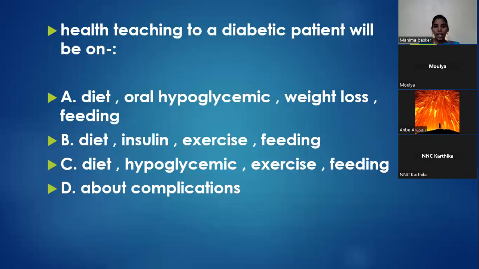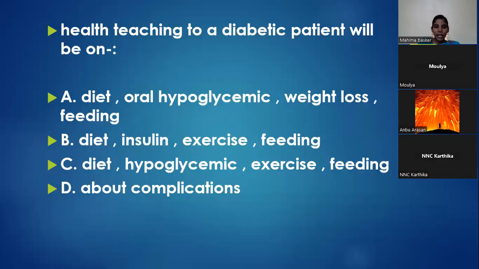How to find out? Diet, hypoglycemia, exercise, feeding. These are all needed for a patient with diabetes mellitus. But here in option A, C, weight loss. Did they mention the patient is obese? No, right? Or any high BMI? They didn't mention it, so no need to take weight loss here. So the answer is C. Like that only, you have to concentrate and take the answer from the question.